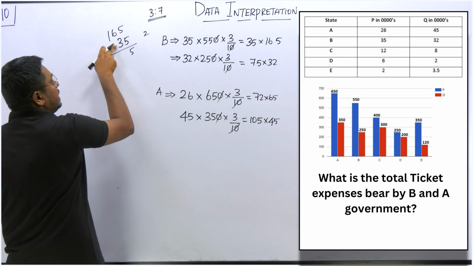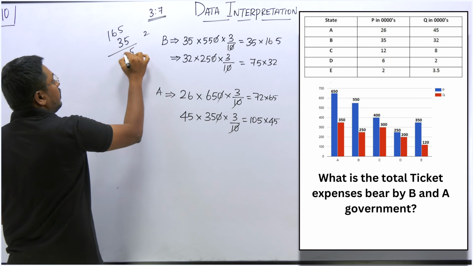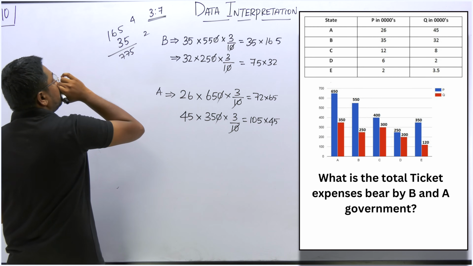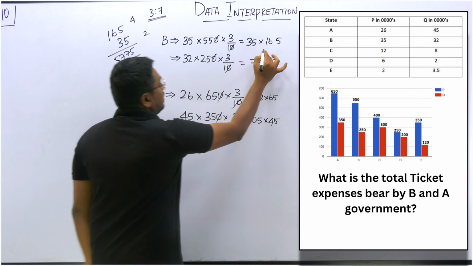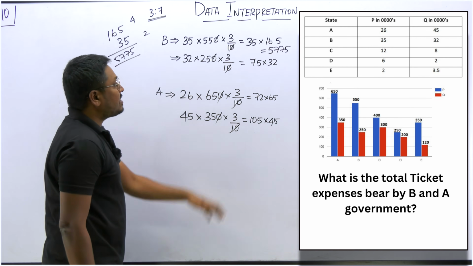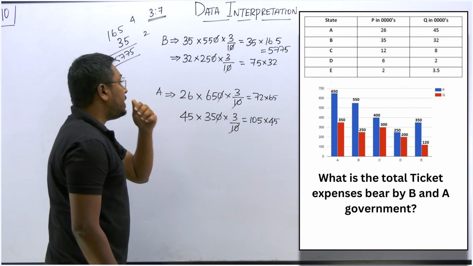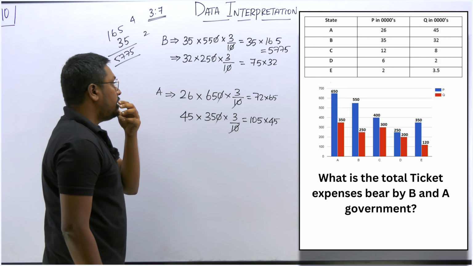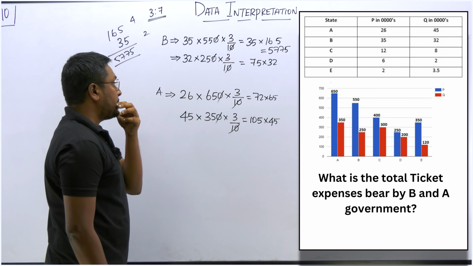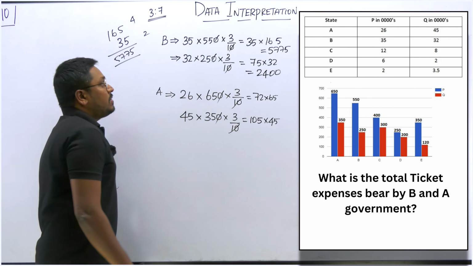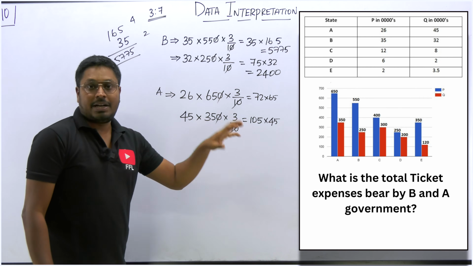So 6 5s are 30, 15, 45. So 45, 47. So remaining will be 4. So this will be 5, 18, 7, 3, 4, 5. So 5, 7, 7, 5 will be the first value. So the next value will be 75 into 32. So 75 into 3, 24, 5 2s are 10, 1, 2400, right? So 2400, that's it. So this will be the total expense of the government B, right?